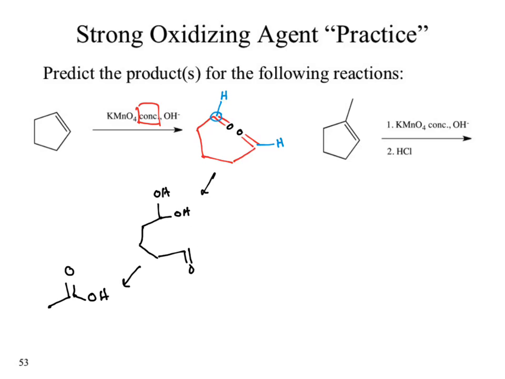So 1, 2, 3, 4, 5. What happens to the other carbonyl? Does it also have a hydrogen at that position? Yes. So what happens to it? Same thing, oxidize it. The end result, we get the diacid. This is the most common place for mistakes.